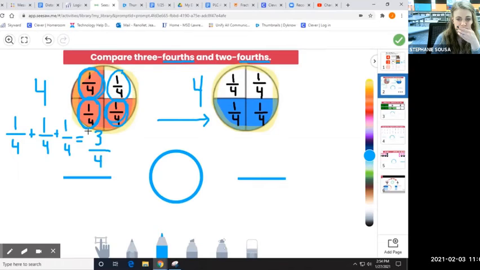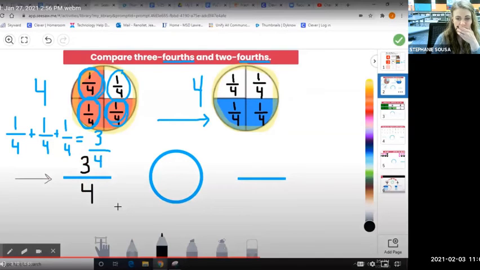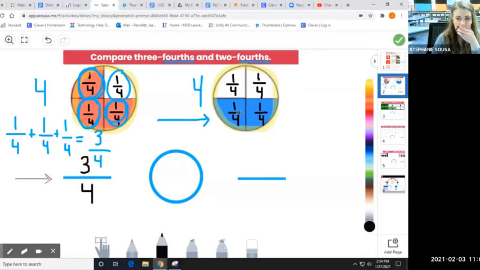I'm going to represent using a model, and then I'm going to label this fraction using my fraction bar here. I'm going to record that I have represented 3/4 on the left side of my seesaw task. Next, I'm going to look at my other fraction given to me in the problem. It says to compare 3/4 and 2/4.